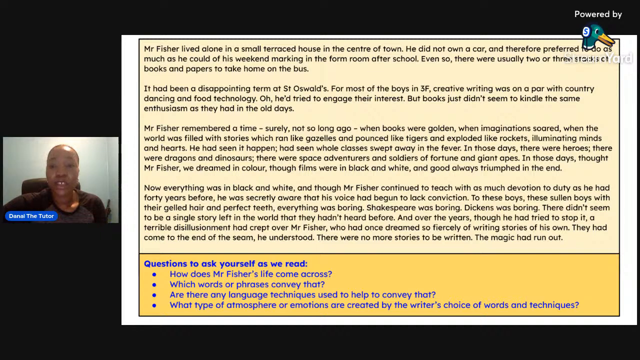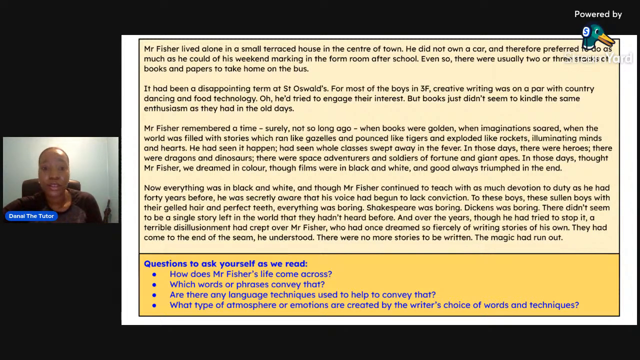Okay. Mr. Fisher lived alone in a small terraced house in the center of town. He did not own a car and therefore preferred to do as much as he could of his weekend marking in the form room after school. Even so, there were usually 2 or 3 stacks of books and papers to take home on the bus. It had been a disappointing term at St. Oswald's. For most of the boys in 3F, creative writing was on par with country dancing and food technology.